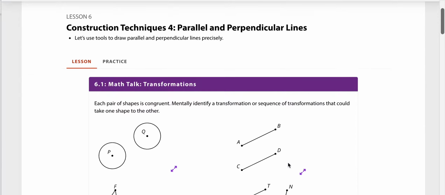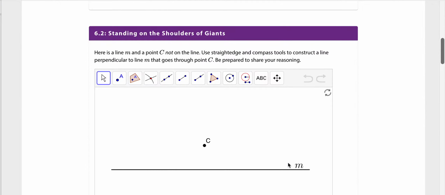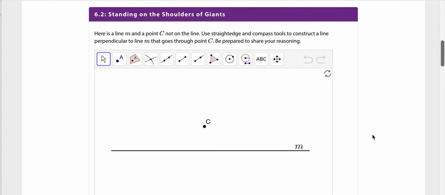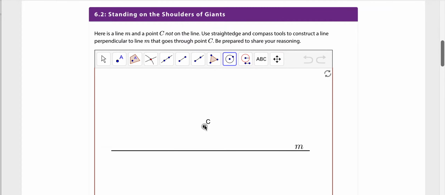So we'll get right to 6.2, which asks you to create a perpendicular line to M that goes through point C. I'm going to do this quickly since we'll do it in class as well, but here goes. The first thing I'm going to do is make a circle centered at point C, and it can really be any size circle as long as it crosses line M in two places. The reason for that is we're going to use those two intersection points next.